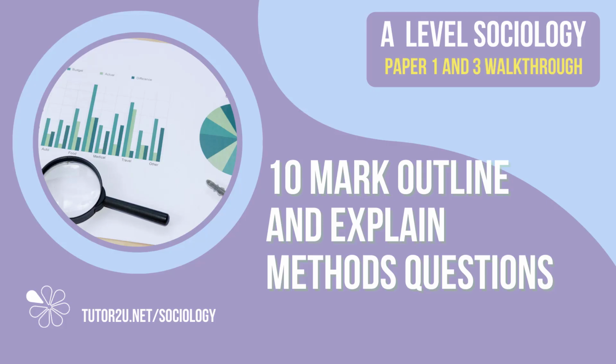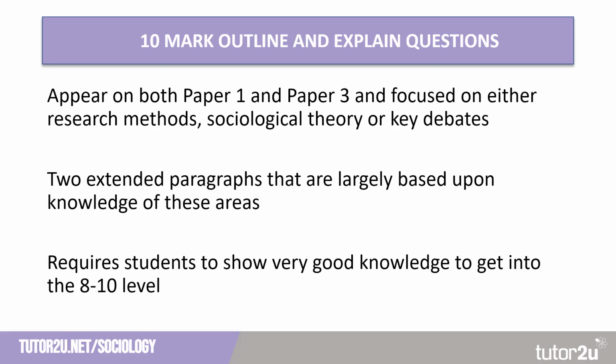Welcome to this Tutor to You Paper 1 and Paper 3 walkthrough for AQA A Level Sociology. In this video we're going to look at the 10-mark outline and explain questions that specifically focus on research methods. The 10-mark outline and explain questions on theory and methods appear on both Paper 1 and Paper 3, and they're focused on either research methods only, sociological theory, or key debates, which mixes a little bit of sociological theory and a little bit of research methodology.